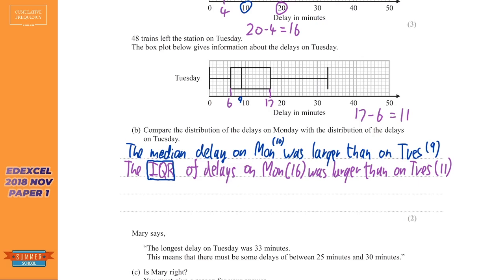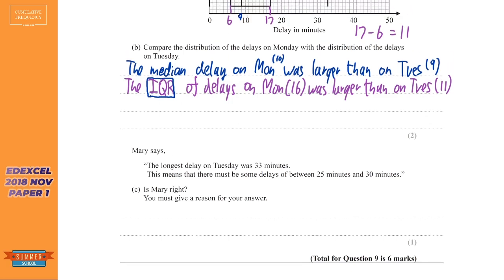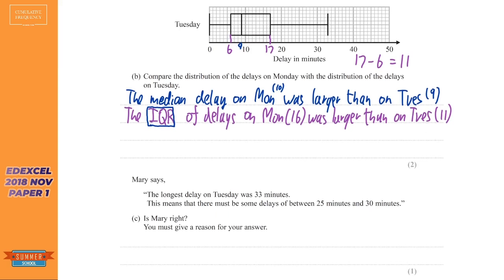Okay, so next question, or the last question. Mary said the longest delay on Tuesday was 33 minutes. This means there must be some delays of between 25 minutes and 30 minutes. Is Mary right? Okay, so if we look up here, Mary's basically saying that there must be some delays between 25 and 30. Let's try and draw that better. 25 and 30. So it's kind of this region here, okay, on the box plot.